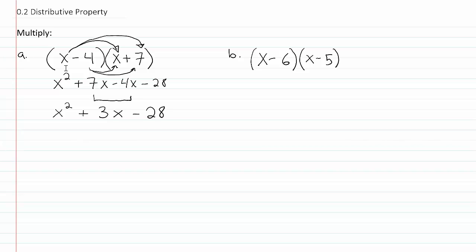At this point, you have a trinomial, and all the terms are unlike, which means you cannot combine them any further. So we have our answer, x squared plus 3x minus 28. All right, let's look at the next one.